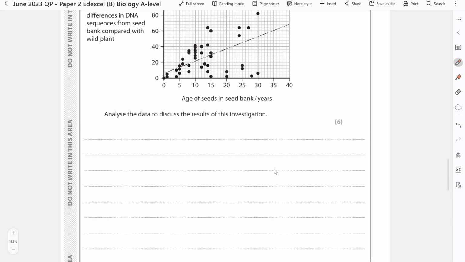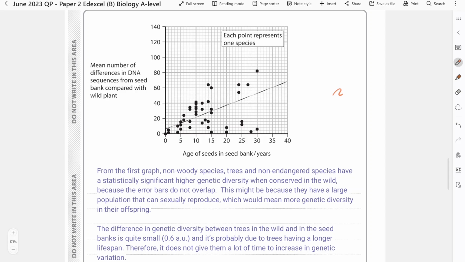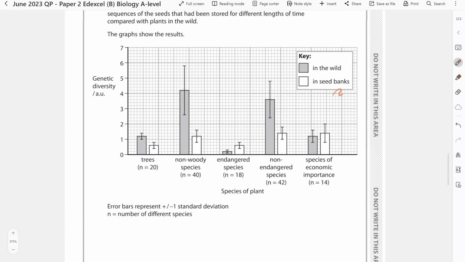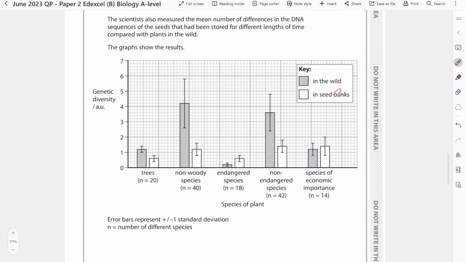Okay. Analyze the data to discuss the results of this investigation. The way to go about approaching these kinds of questions is to comment on 3 things. First of all, describe the data. So we have 2 graphs here. You would describe what trends you see. Is there any statistical significance between them?